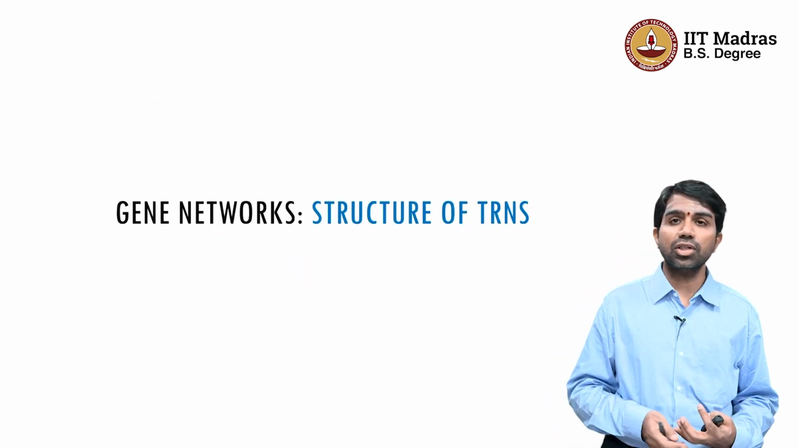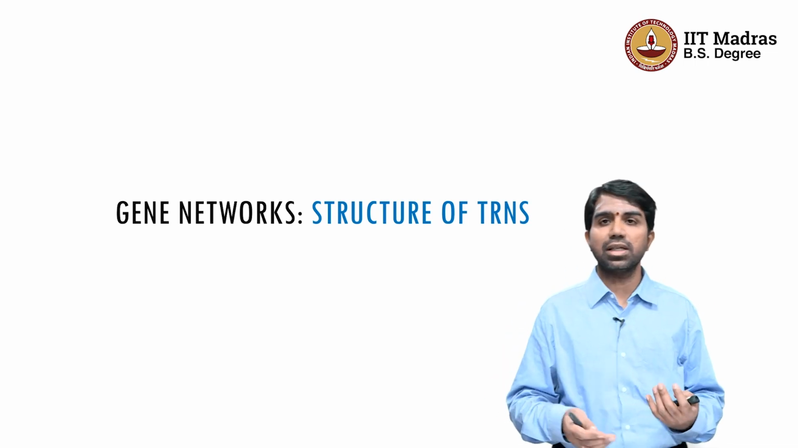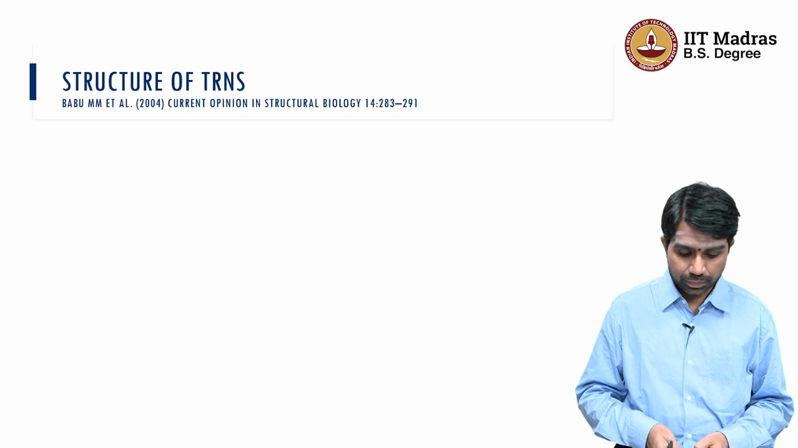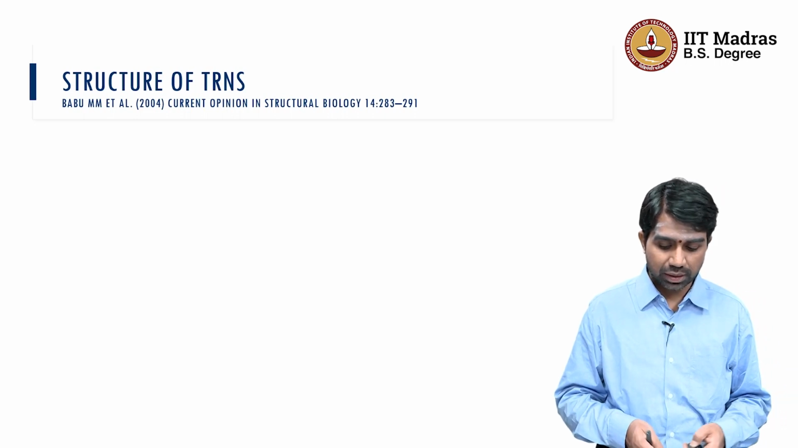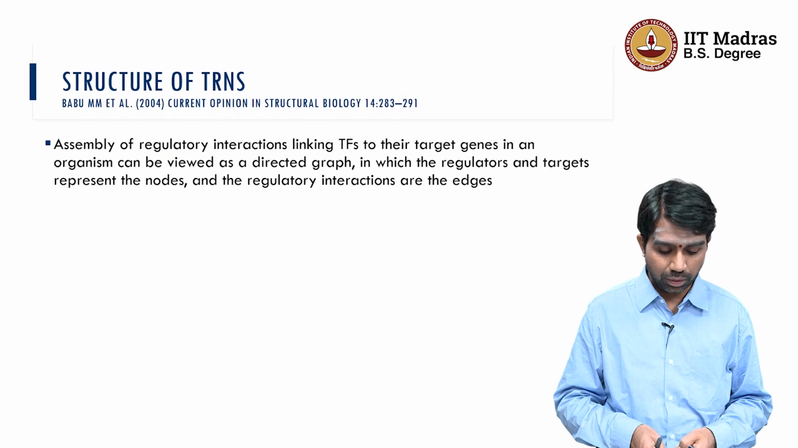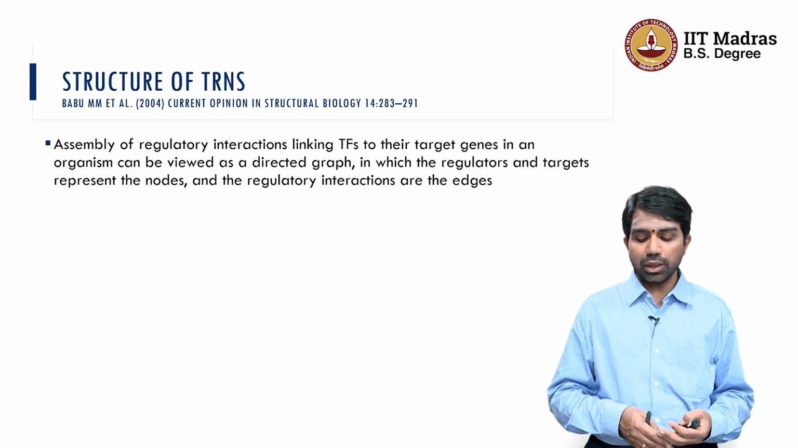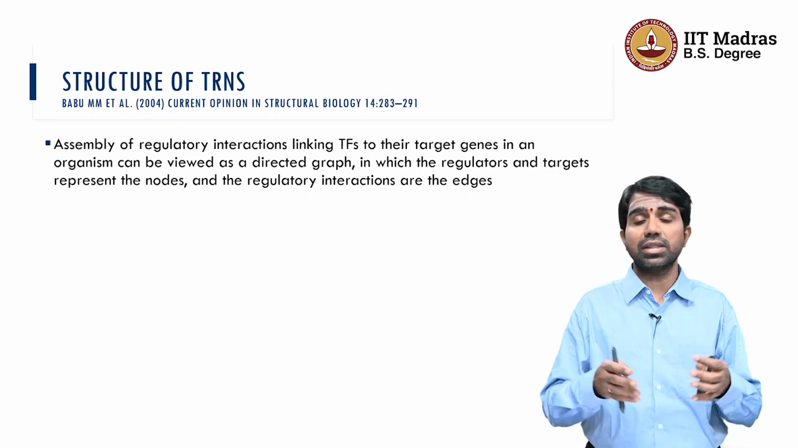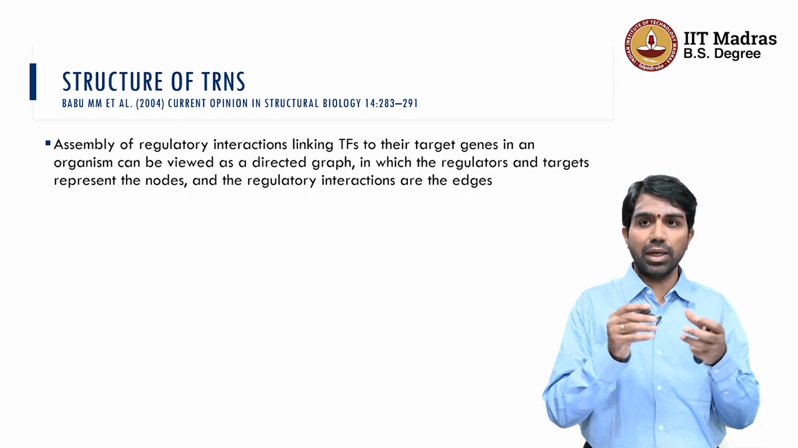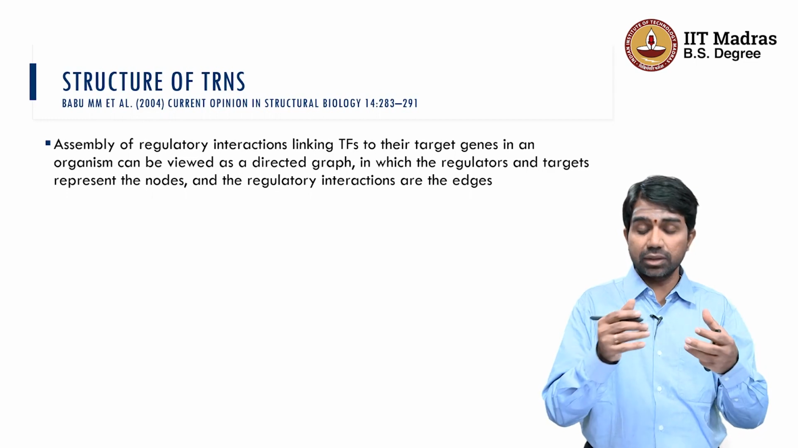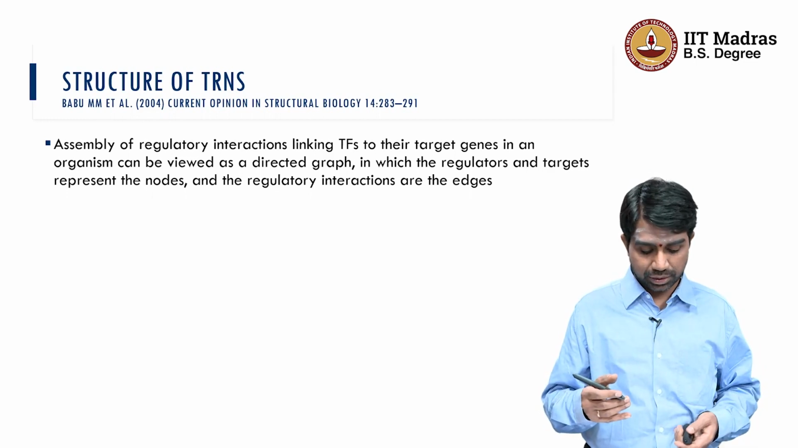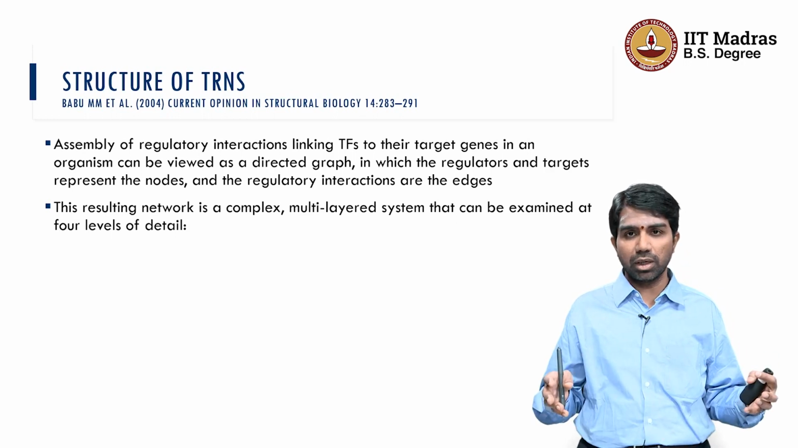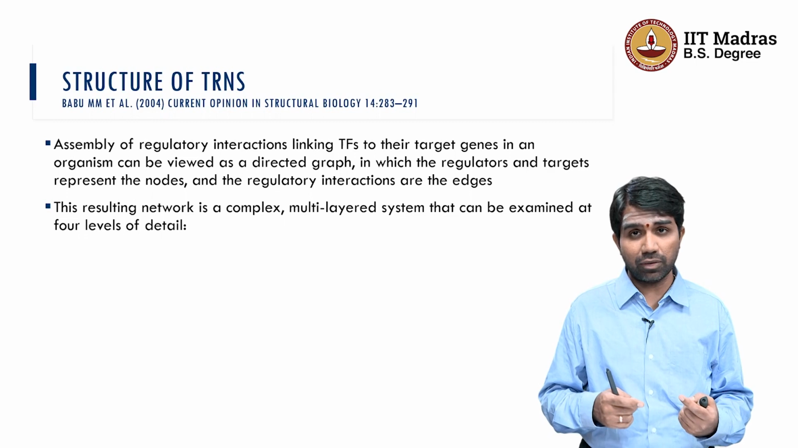So what is the structure of these networks? Especially let's talk about transcriptional regulatory networks. What is their structure? This is a classic review from long ago, where the assembly of regulatory interactions linking transcription factors to the target genes can be viewed as a directed graph, right? So you have regulators and targets which represent nodes, and the regulatory interactions are the edges. And this results in a super multi-layered system which can be examined at 4 levels of detail.